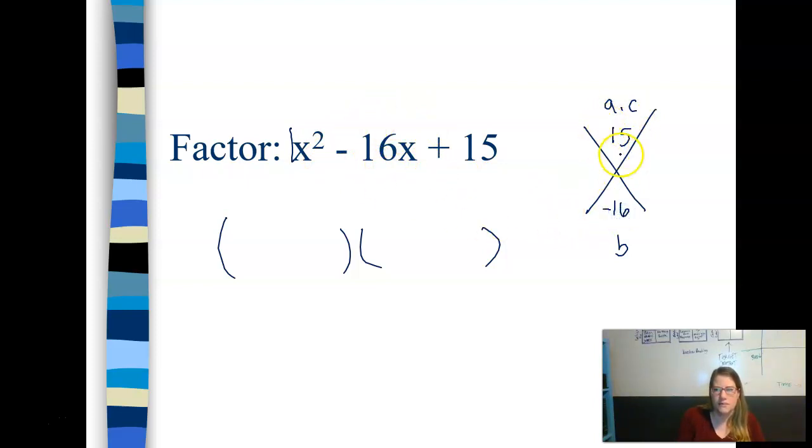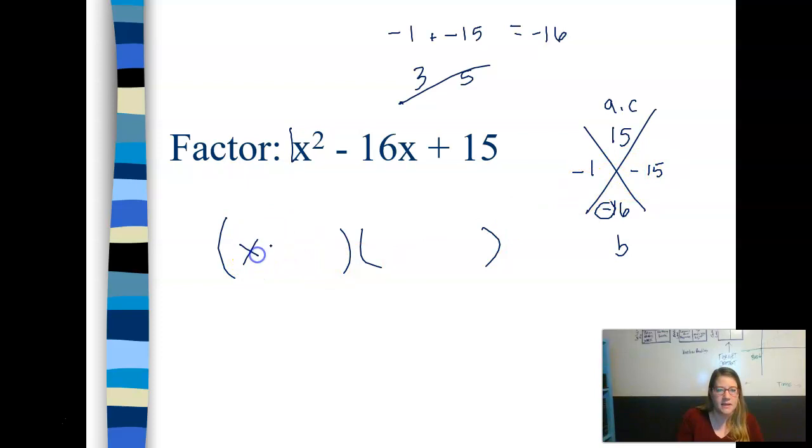I'm looking for two numbers that multiply to 15 and add to negative 16. For 15, I really only have two options, 1 times 15 or 3 times 5. That one is not going to add to 16, but this one will. But I need a negative 16, not a positive 16. So if I made these both negative, negative 1 plus negative 15 does equal negative 16. So I will make them both negative, which, by the way, negative 1 times negative 15 also equals positive 15. So these two numbers will work for me.